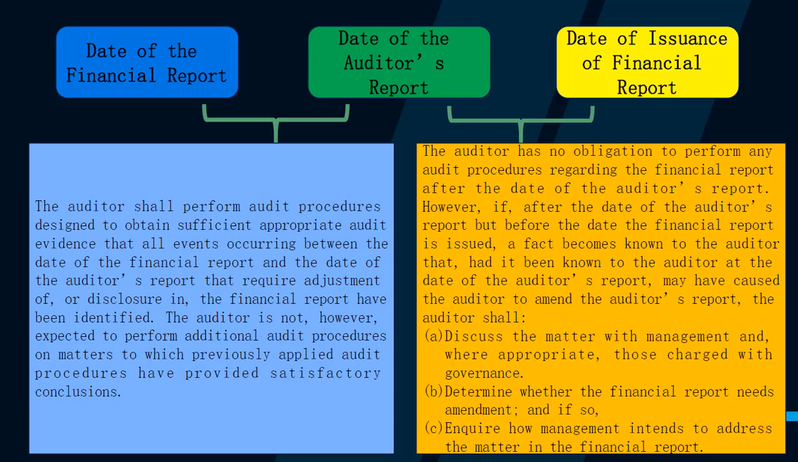Then the auditor shall discuss the matter with management and, where appropriate, those charged with governance, and second, determine whether the financial report needs amendment, and if so, inquire how management intends to address the matter in the financial report. So this is quite tough because you are not obliged to perform additional procedures, but you know that it may have been a big factor in your auditor's report. So you have to discuss it with management or with those charged with governance. And if it requires an amendment of the financial report, then we try to determine how the management intends to address these events that may affect the financial report.